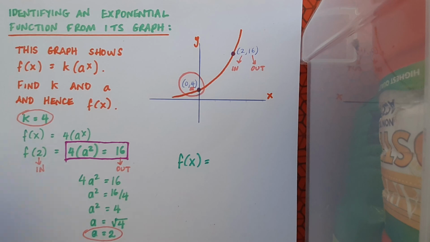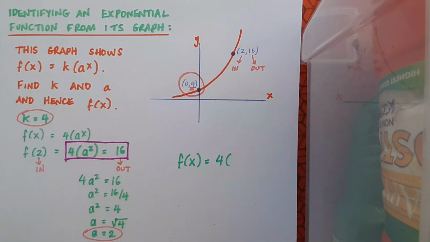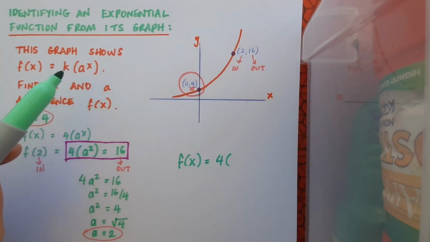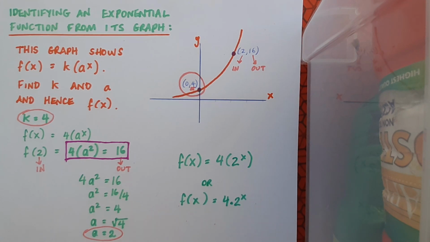So f of x equals, okay, k comes first, k is 4, times a to the x, and a we figured out was 2. And then we just put the little x up in the exponent because it's an exponential equation, or exponential function if you like, and we close our bracket and we're done. You could also write it, if you wanted to, as 4 times 2 to the x, with a little dot there meaning multiplication.